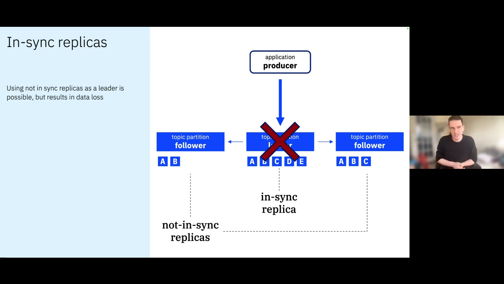Now, I should say, technically, you can configure an application so that you switch to a not in sync replica. It's not the default behavior, and you probably don't want to do it because it will result in data loss. But if availability is your primary concern, maybe you'd want to do that. But let's assume you don't.